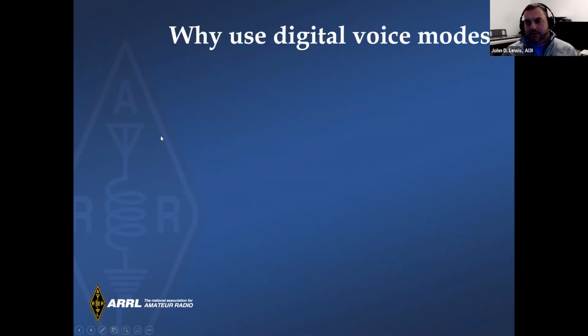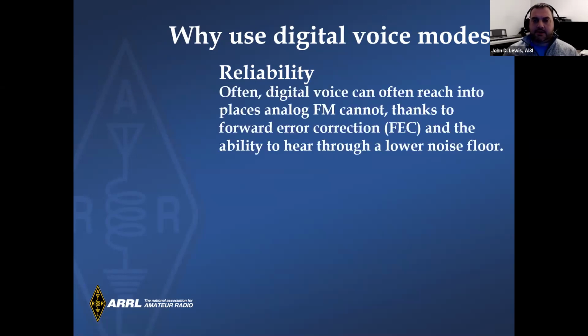So why would you want to use digital voice modes? Well, there's a reliability factor. I have a good infographic here to show you shortly, and we'll talk about the reliability. In many cases, digital voice can actually get into areas that FM cannot. And why? Well, forward error correction helps. When you have forward error correction, you have a predictability of that signal. In other words, your radio knows what it's missing or what it lost.